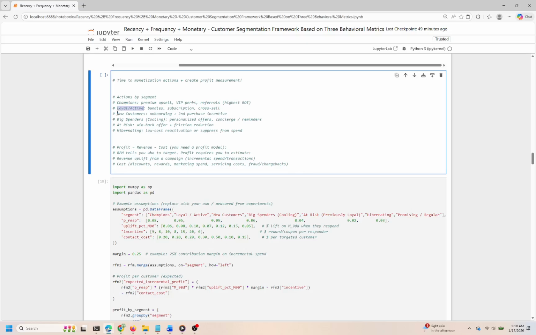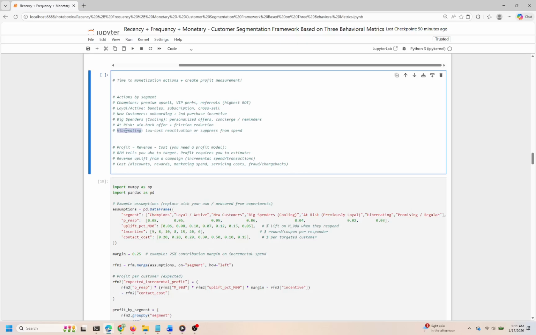Each segment has been assigned tailored actions to optimize engagement and drive monetization. For instance, champions are highly valued and can benefit from premium upsell opportunities, VIP perks, and referral schemes, all of which are likely to yield a high return on investment. Meanwhile, loyal active customers are nudged toward bundles and subscription offers, keeping them engaged while also increasing their lifetime value. New customers receive onboarding support alongside incentives to encourage their second purchase, helping them transition into more loyal behaviors.